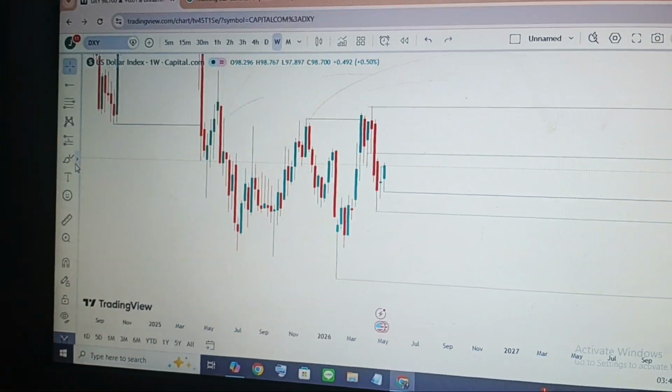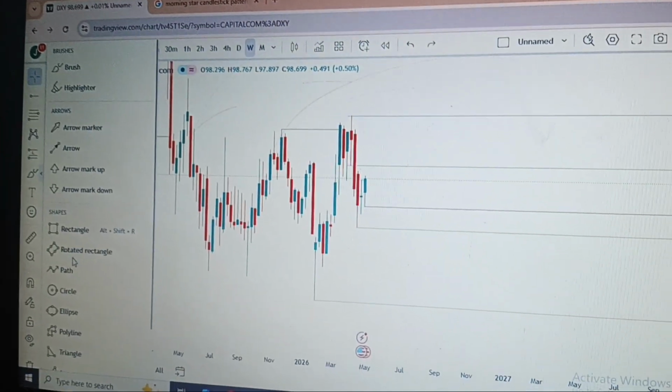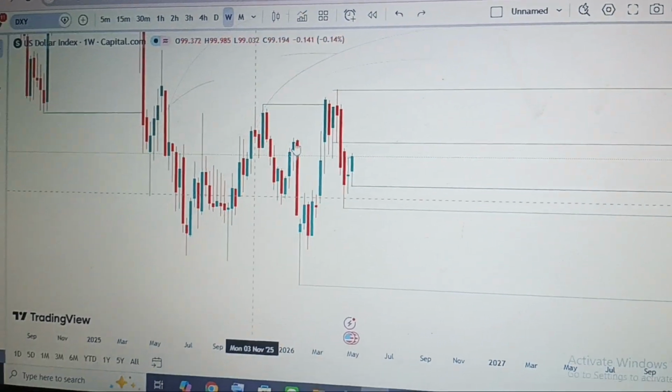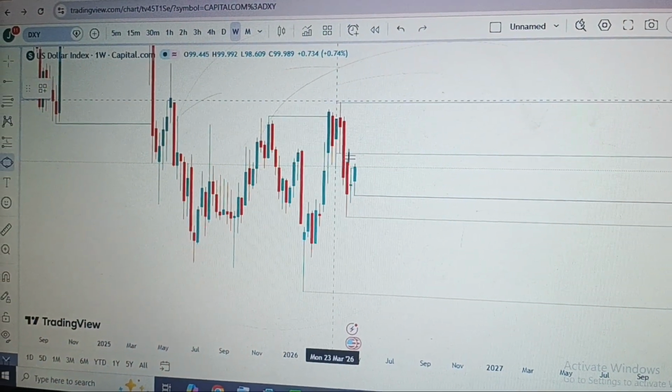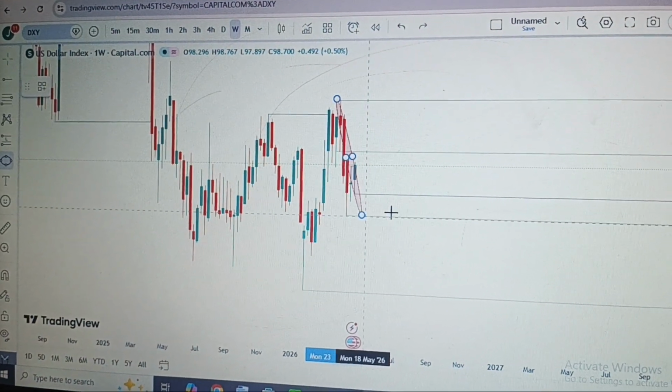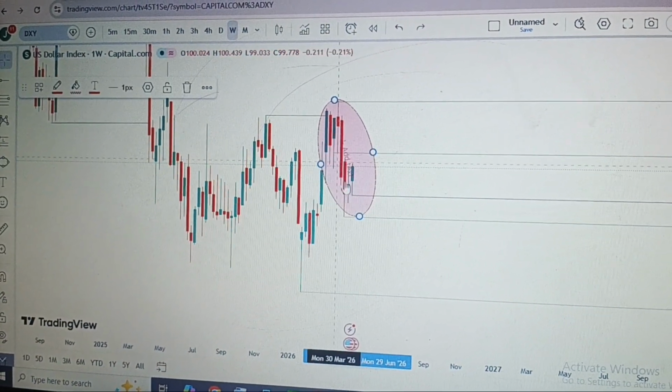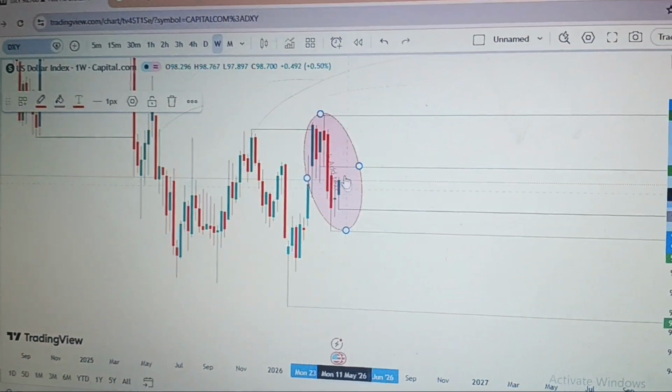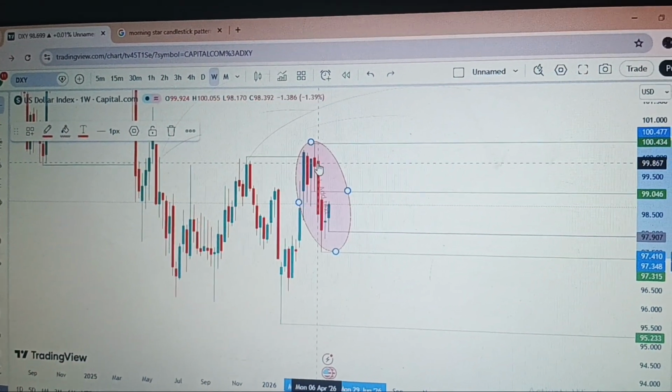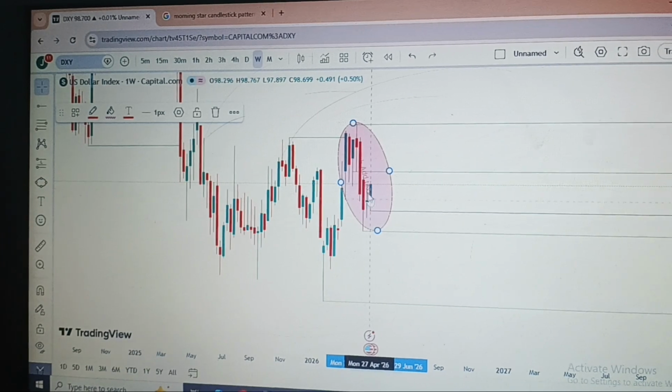So without wasting much of our time, what I want to focus on here, our current focus will be on this move here. This is our current focus. This is where I want to pay attention to. So what is exactly happening at this region? First, we have this massive drop.